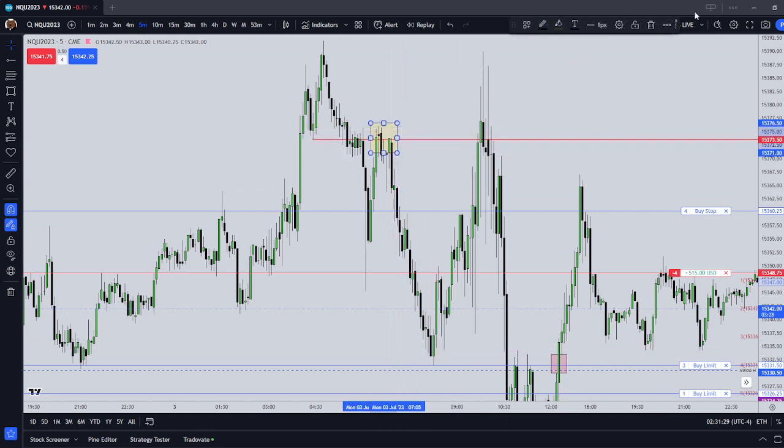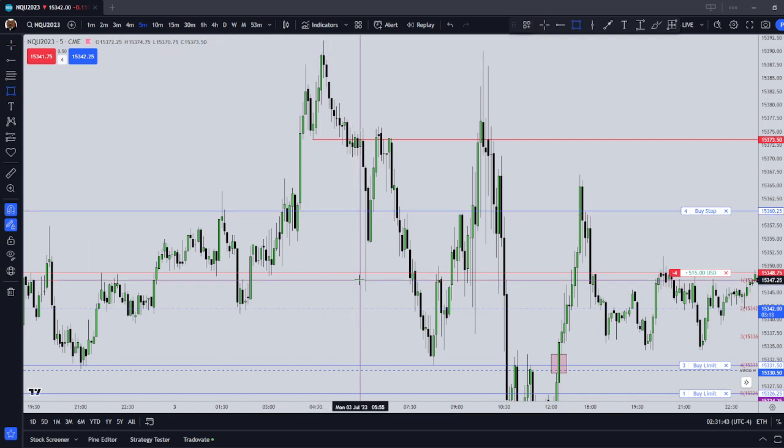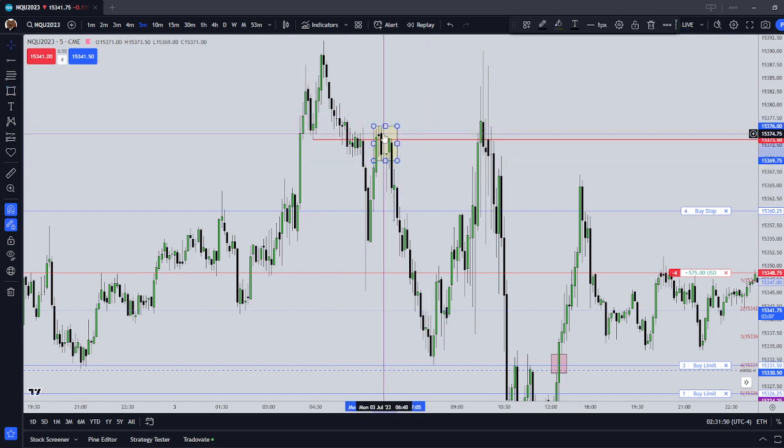Beautiful, beautiful breaker block up here. I mean, absolutely perfect. Just look at that gorgeous breaker block. High, low, higher high, push into higher time frame liquidity. Okay, we get our initial push down into this balanced price range. And just look at the accuracy, guys.